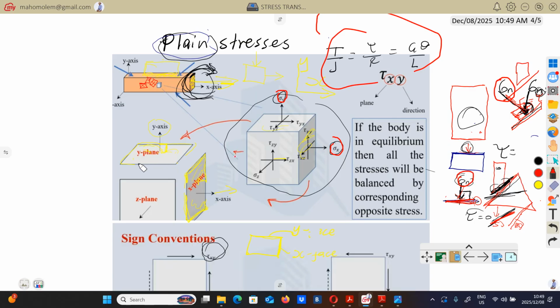So the shear stress that is going to act here on this y face, we are going to call it shear stress y. So the shear stress that is going to act on this x plane, we're going to call it shear stress x.